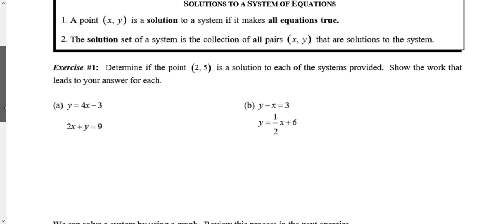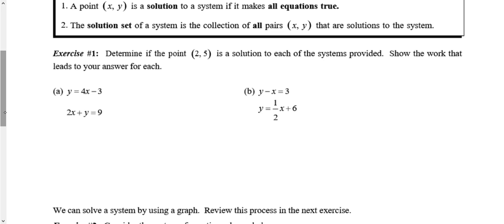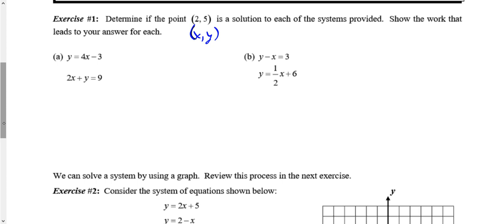So exercise 1. Determine if (2, 5) is a solution. That's an X, right? X comma Y, so we plug it into the equations for the X's and Y's. We check it in the first one: y equals 4x minus 3. What do I put in for y? 5 equals 4 times 2 minus 3. 5 equals 5. Does 5 equal 5? Yeah. That's how you check it, right?